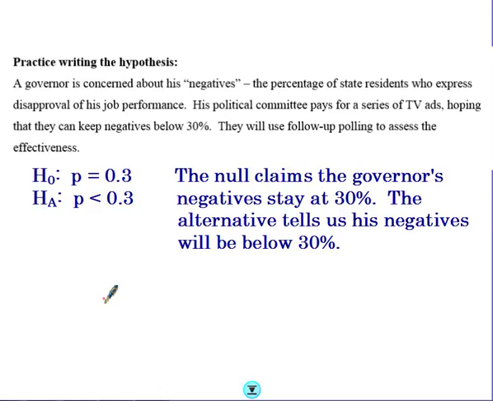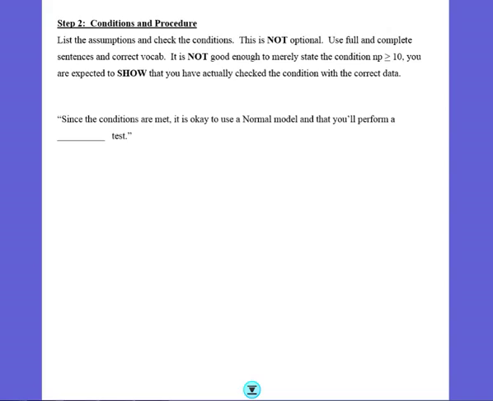When you write your hypothesis, it's not enough to just say this stuff, because again, most people might not understand this notation, so the idea is you then have to translate that a little bit into words. So saying what exactly is your null, what is your alternative saying? So null is claiming the governor's negatives stay at 30%, the alternative tells us his negatives will be below 30%. So that's an example of our hypotheses.